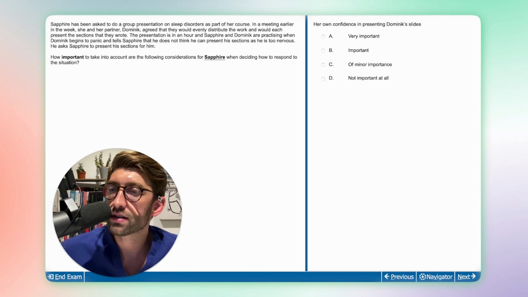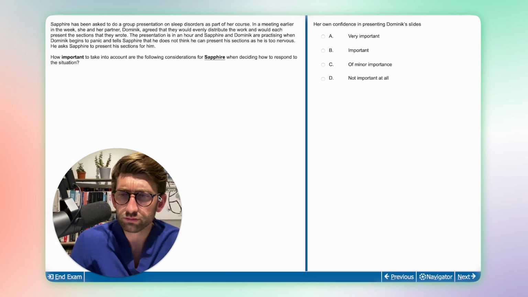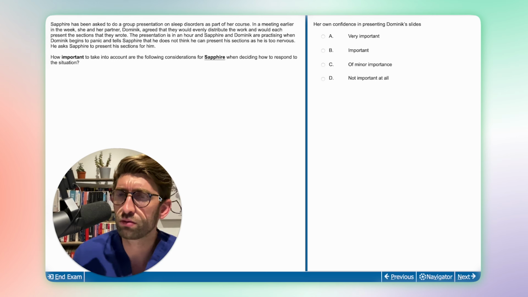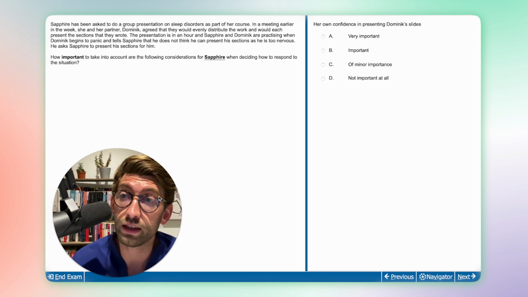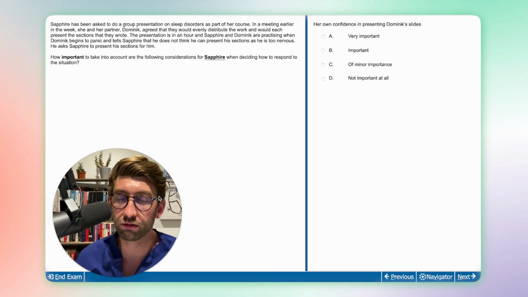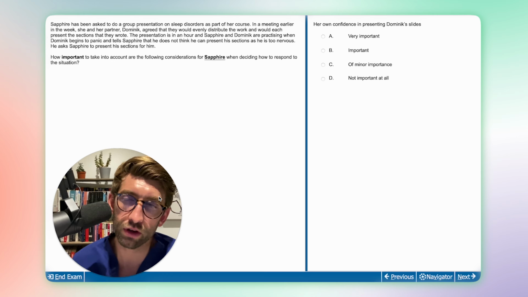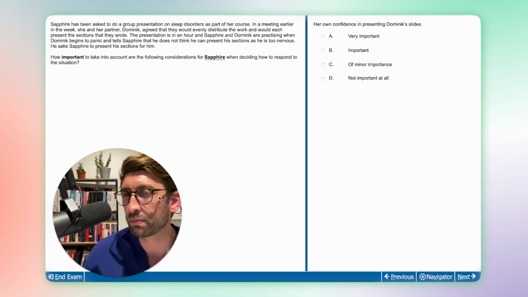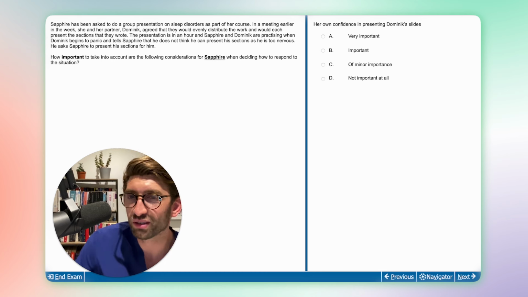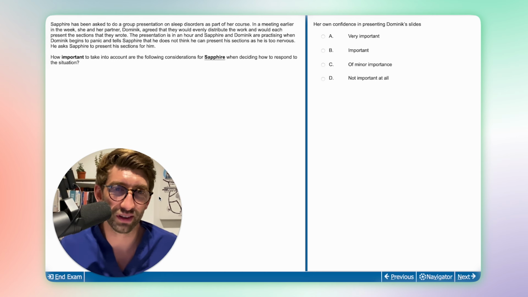How important is it to take into account the following considerations for Sapphire when deciding how to respond to this situation? So, what do we have at play here? We have the well-being of a colleague. We have, I guess, the importance of, we don't know the context here, so how really important it is that the audience know this. A few things at play here. Now, this is one of the ones that can trip people up, and I've got a good record so far in this particular set, but this is probably one where I might struggle. So let's see.